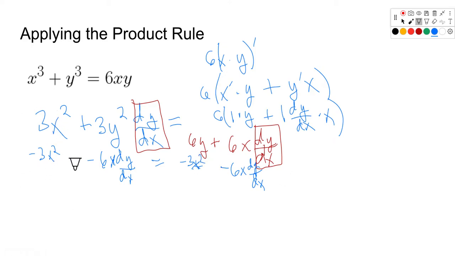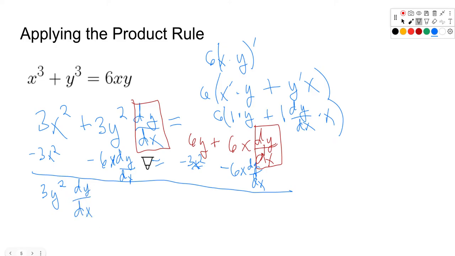Okay. And so what we end up with is we're going to get 3y squared dy/dx minus 6x dy/dx on this side. Okay, that canceled with that. So then we get 6y minus 3x squared. Okay. So the second to last step is to factor out the dy/dx because we got two of them, so to bring it in the front.